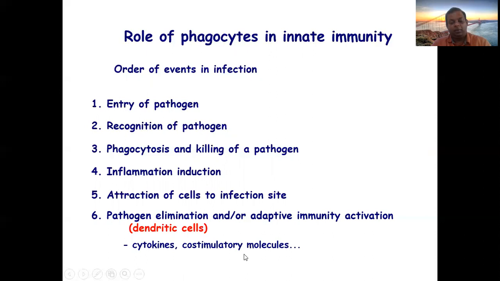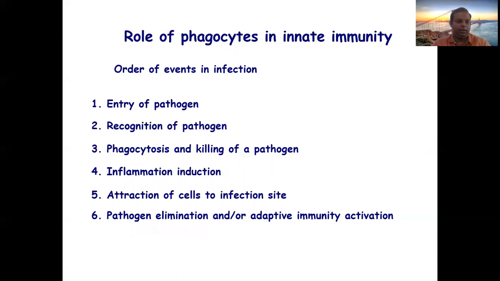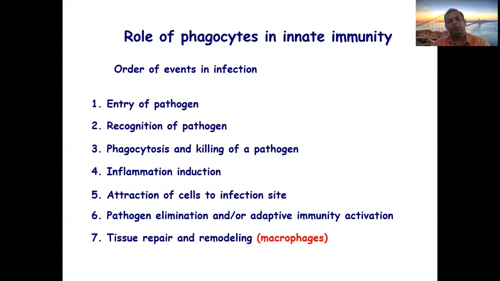Cytokines and co-stimulatory molecules are involved. When we learn about adaptive immunity, we will learn this further. Then later on, tissue repair and remodeling. Macrophages also play a key role here, with tissue factor secretions, enzymes, and cytokines like growth factors and metalloproteinases.